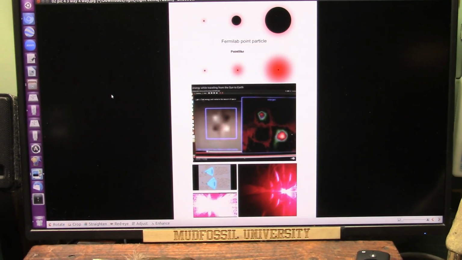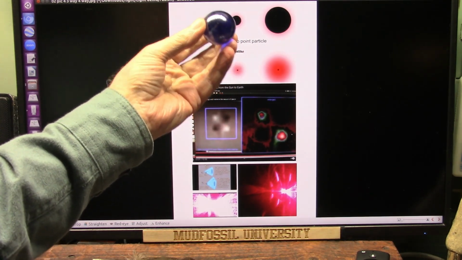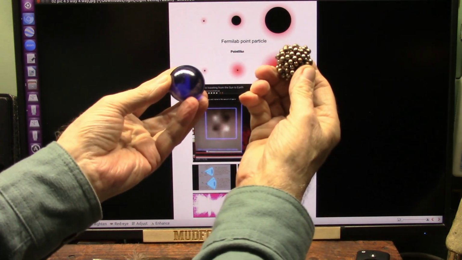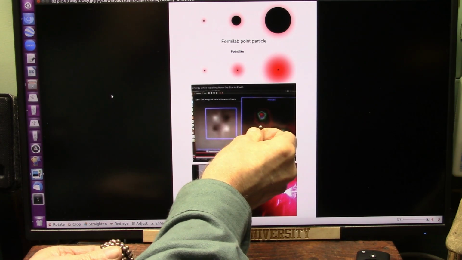But the problem is with CERN and Fermilab and all the other accelerators is they're using protons. Protons are these gigantic particles, gigantic compared to us. We're using this. We're just using something like that.